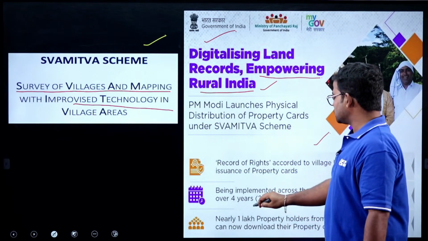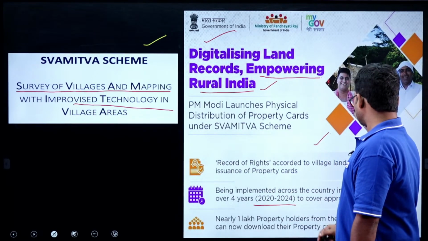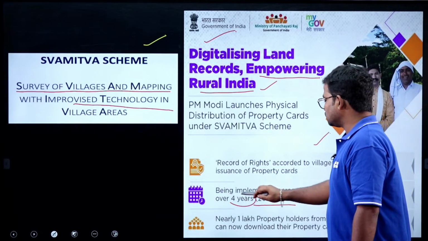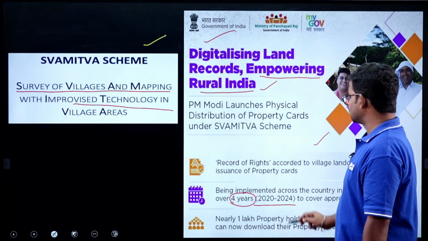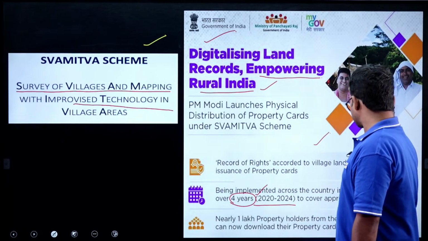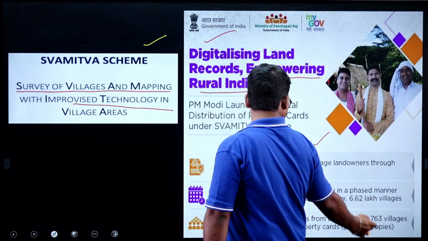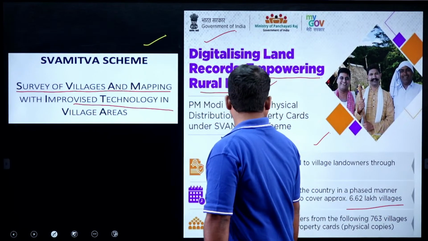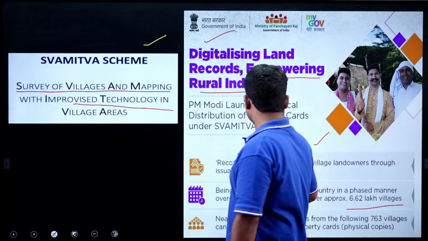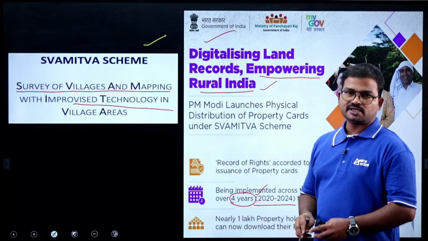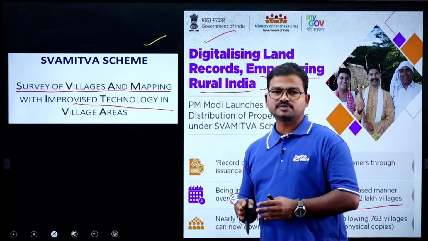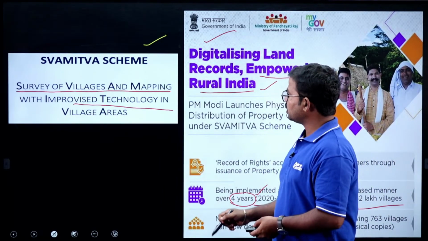This project was introduced in the year 2020. The total estimated period to complete this project is 4 years only. It was first implemented in rural areas, especially in 6.62 lakh villages, which will be covered. So this type of concept we mostly observe in the Swamitva scheme. Okay, next one.